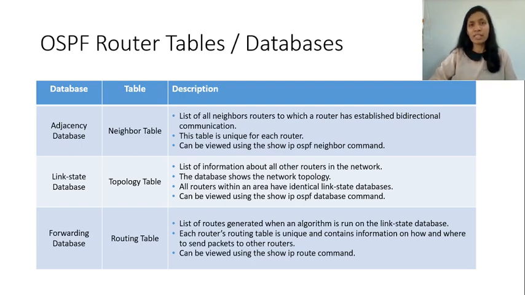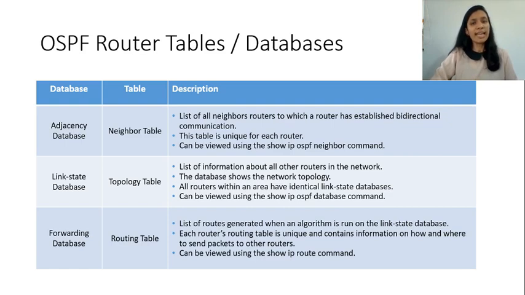If they are able to successfully create the neighbor relationship, they will put information about the neighbor router in the neighbor table. This table is unique for each router. If you want to view the neighbor table of a particular router, you can use the command show ip ospf neighbor on that router. Next is the link state database, or the topology table.